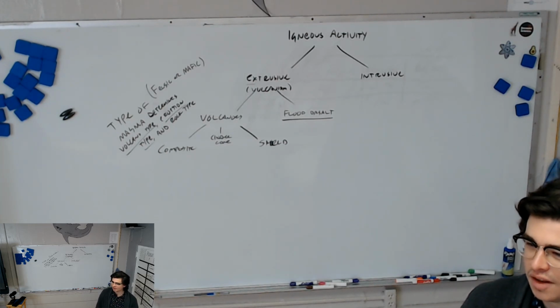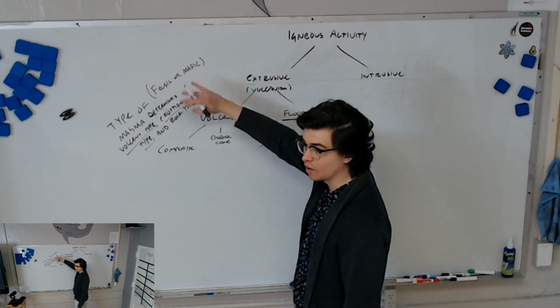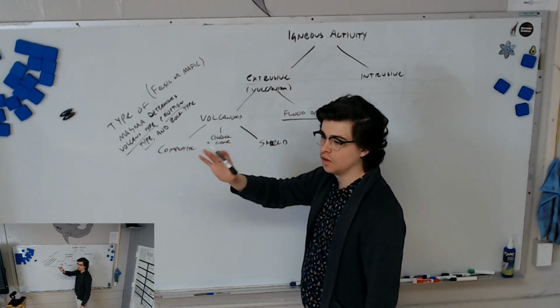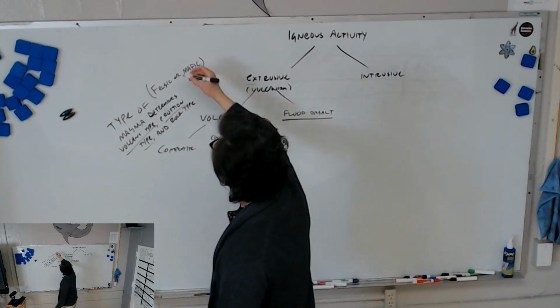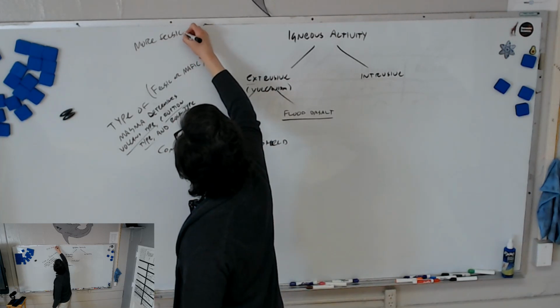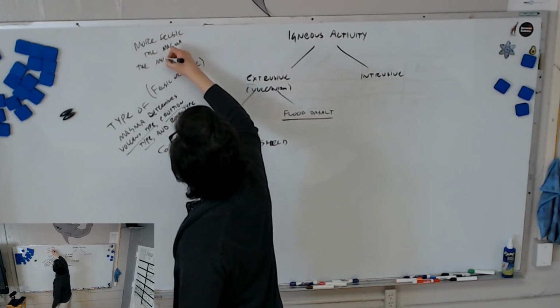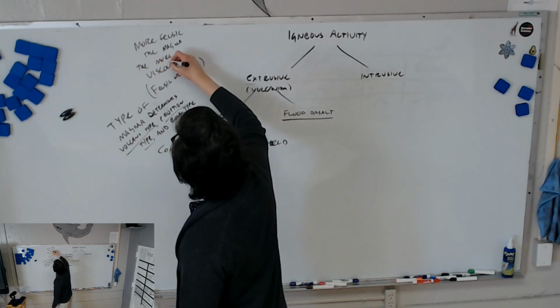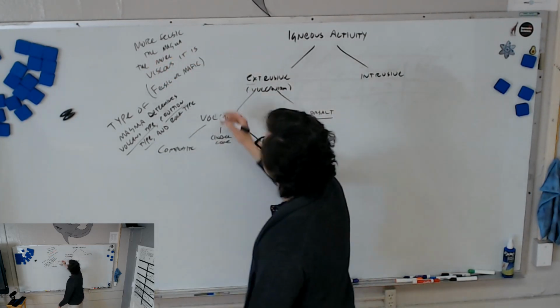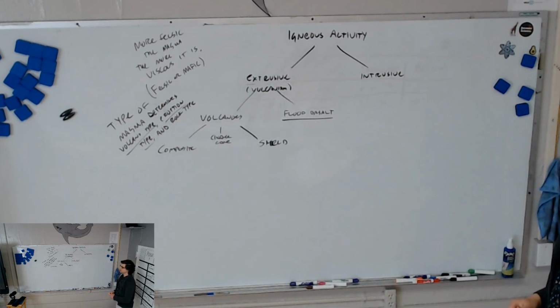Kind of gross. But basically, and you should write this down, the more silica content, the more felsic the magma, the more viscous it is. And this results in a lot of, I think, cool things. So the higher the silica content, the more viscous.